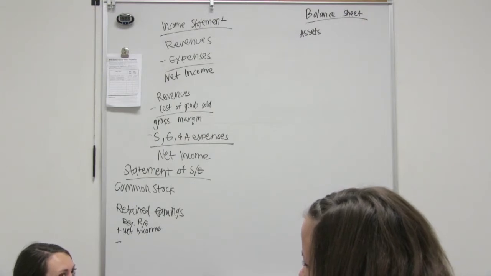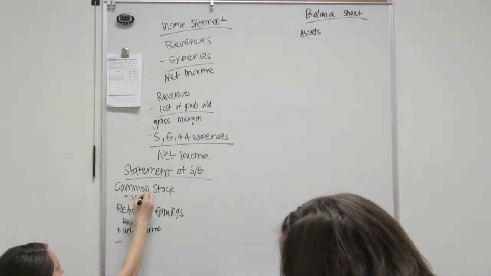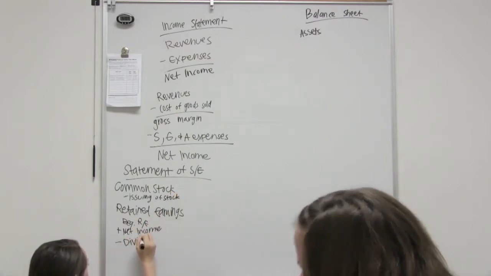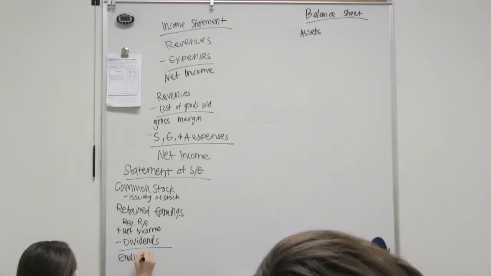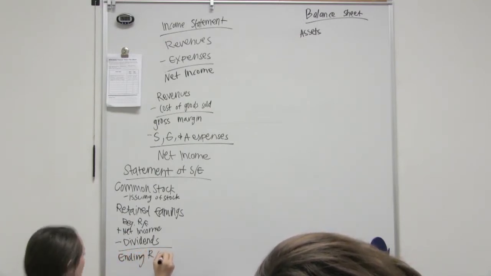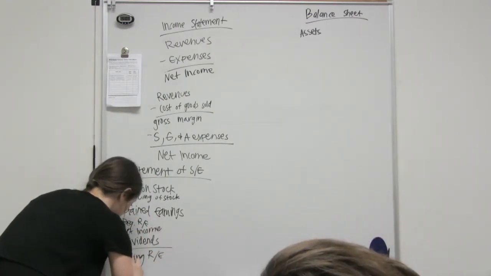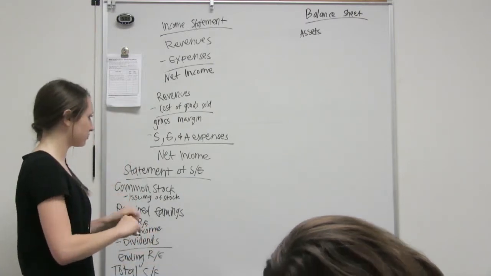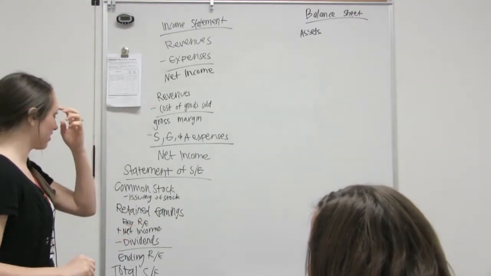Does issuing stock affect this? That one's gonna go up there, yes. Then you'll have dividends you can take away, that's right, and then it'll be your ending retained earnings amount. And then at the bottom you'll list total stockholders' equity. Does that seem familiar, ring a bell? Yeah.